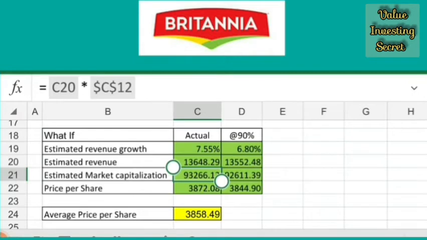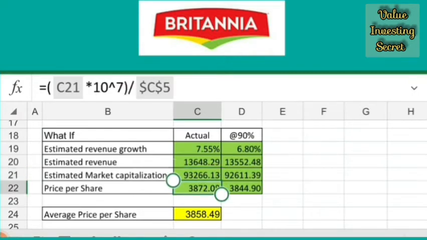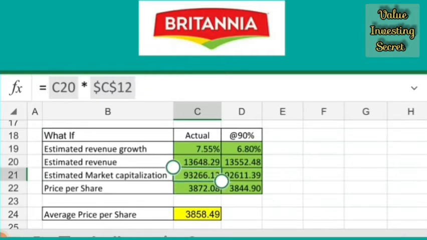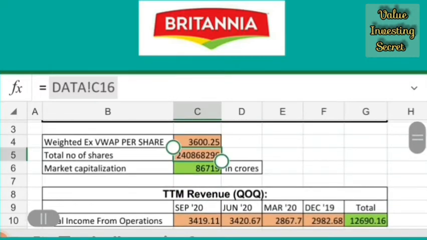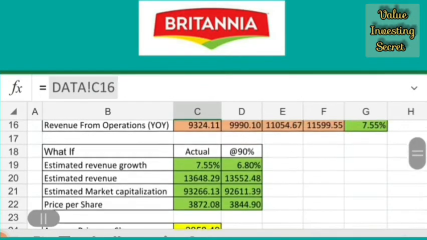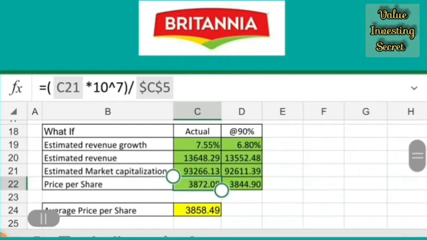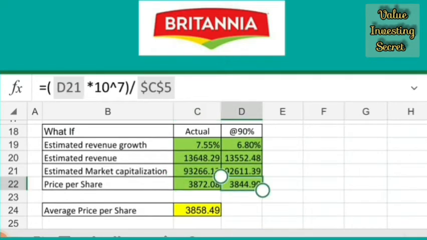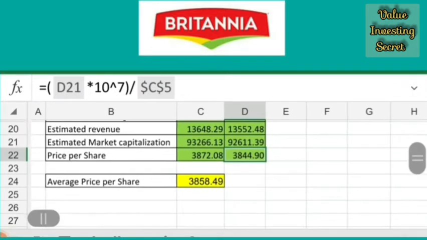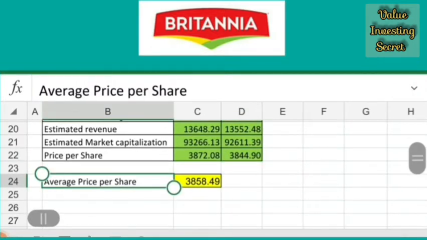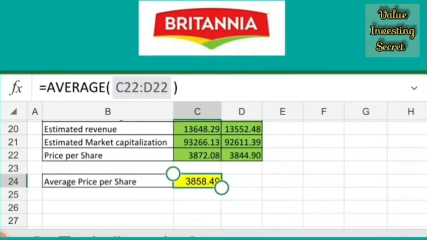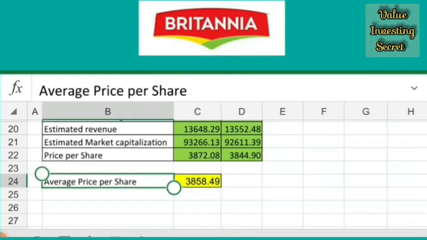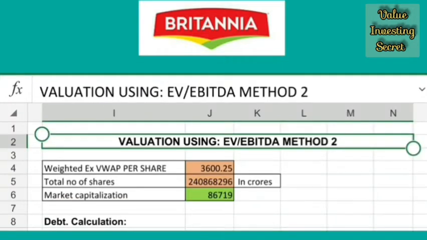Then we can calculate the share price by multiplying the estimated market cap by 10 raised to 7. This is because the market cap is in crores. Now we are converting it into rupees. So this market cap has to be multiplied by 10 raised to 7, then divided by the number of shares. We'll get the price per share. So I have calculated this for 90% of the actual CAGR. Then I have taken the average value of these two. So I will get the total price of 3858.49 rupees. Now I am going to show the valuation using the EV by EBITDA method.